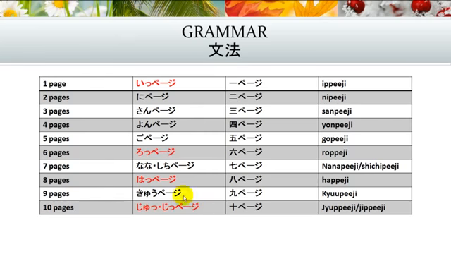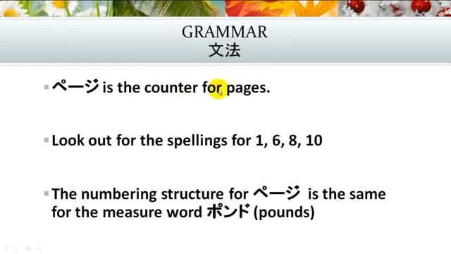As you can see, ページ is the counter for pages. Notice how the classifier for pages is in katakana. Also, look at the spellings for 1, 6, 8, and 10. The numbering structure for peiji is the same for the measure word pondo or pounds.